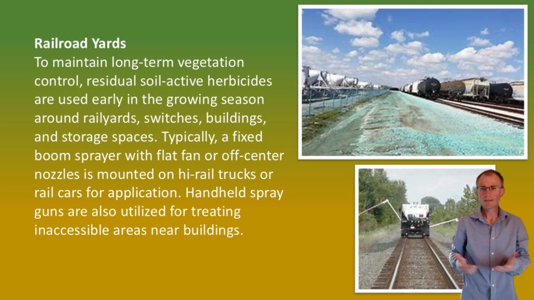Railroad yards. To maintain long-term vegetation control, residual soil-active herbicides are used early in the growing season around rail yards, switches, buildings, and storage spaces. Typically a fixed boom sprayer with a flat fan or off-center nozzle is mounted on high rail trucks or rail cars for application. Handheld spray guns are also utilized for treating inaccessible areas near buildings.